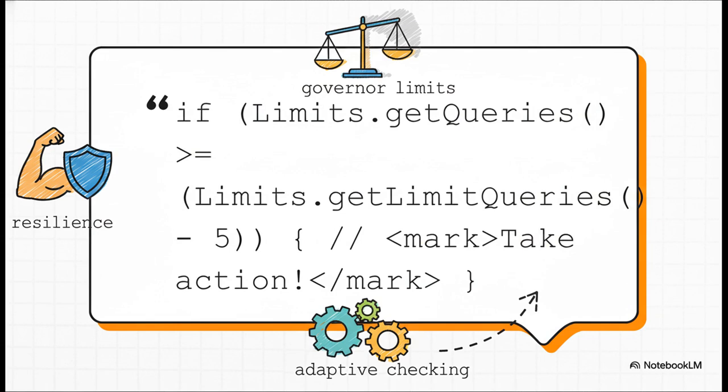And here's what that logic looks like in real Apex code. It's simple. We just call Limits.getQueries and check if that number is bigger than or equal to our total limit minus our little safety margin of, say, 5. If that condition is true, boom, we know we're in the danger zone, and now we can take some kind of smart alternative action instead of just letting it crash.